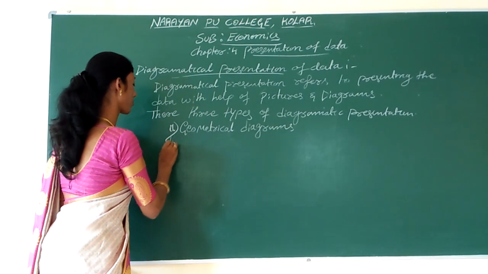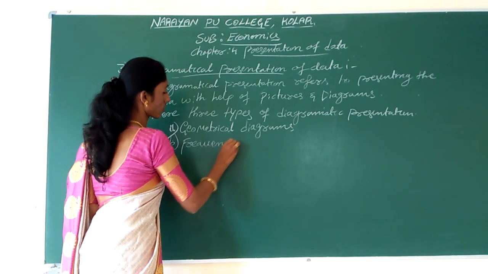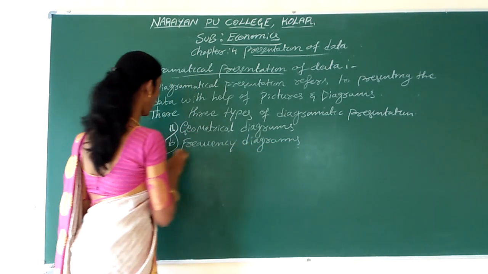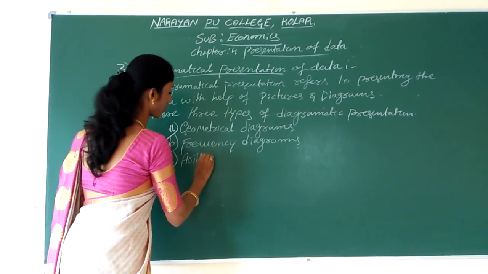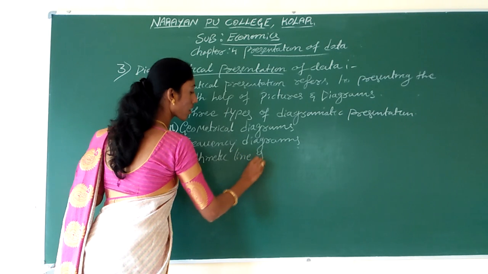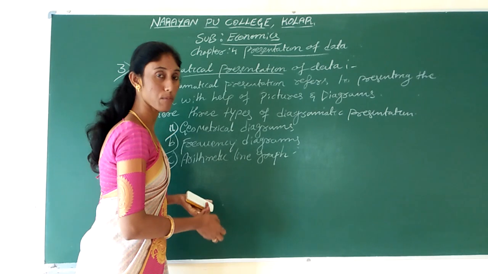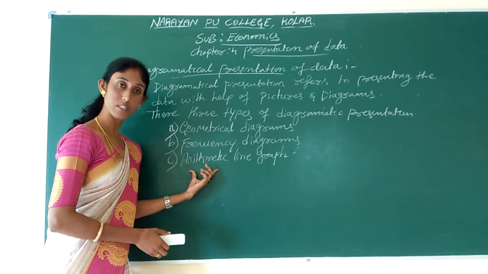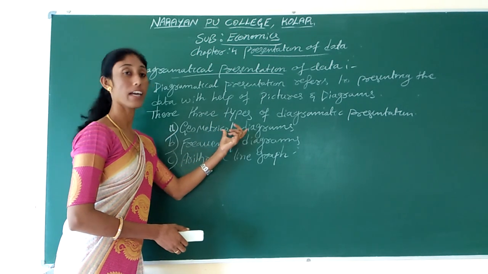Second one, frequency diagrams, and third one is arithmetic line graph or diagram. Arithmetic line graph, or we call it arithmetic line diagram. Got it? These are the three forms of diagrammatical presentation. Now we will discuss geometrical diagrams.